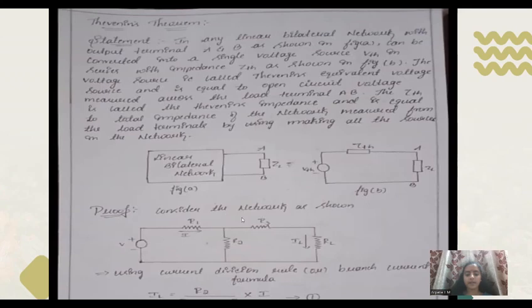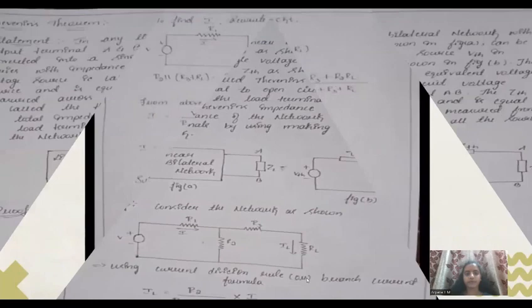So now I am considering the network as shown. There are three resistors along with one load resistance and the voltage source. By using the current division rule, or the branch current formula, I get IL is equal to R2 divided by R2 plus R3 plus RL, into I. Let it be equation 1.